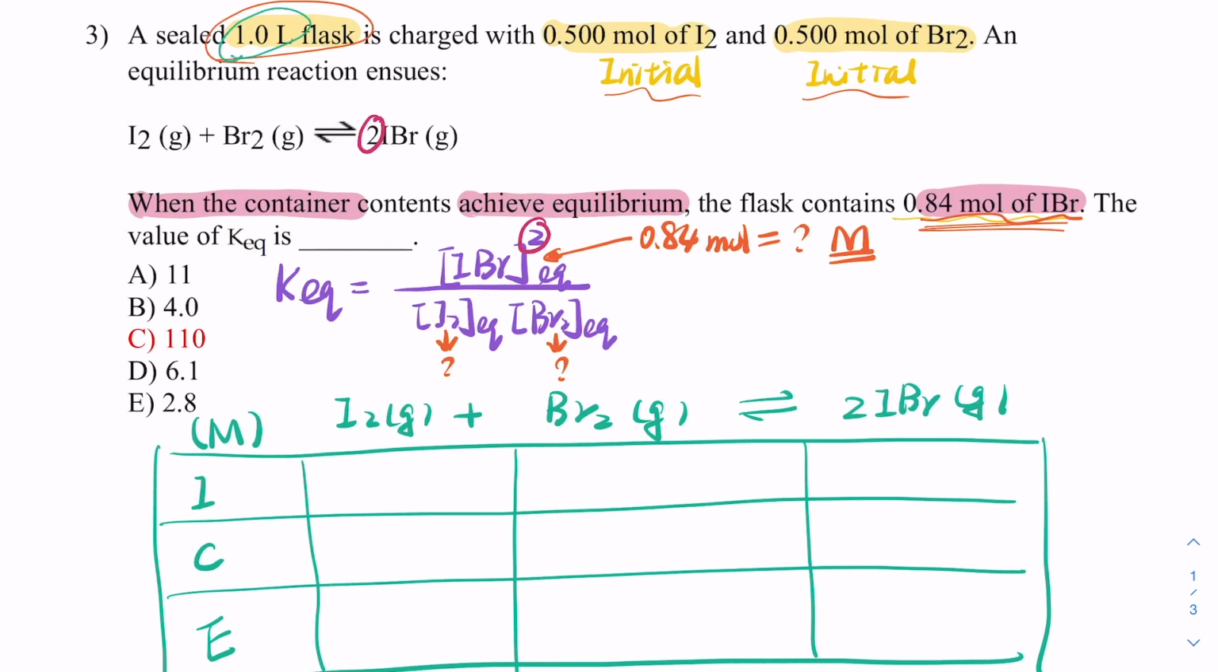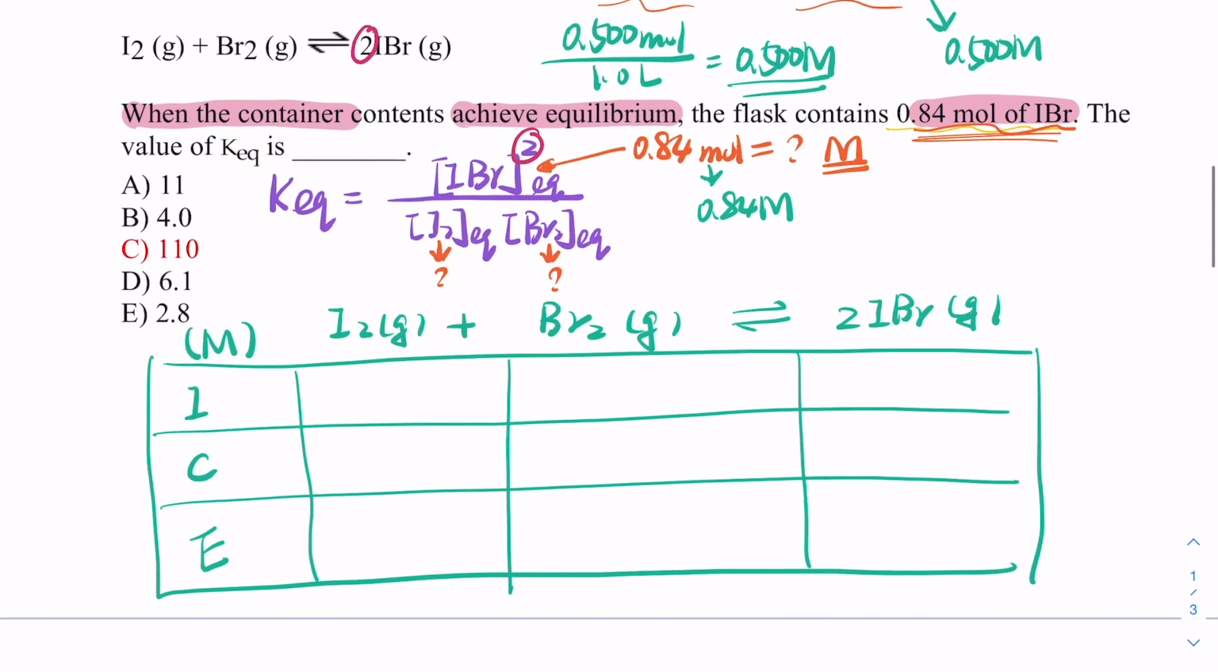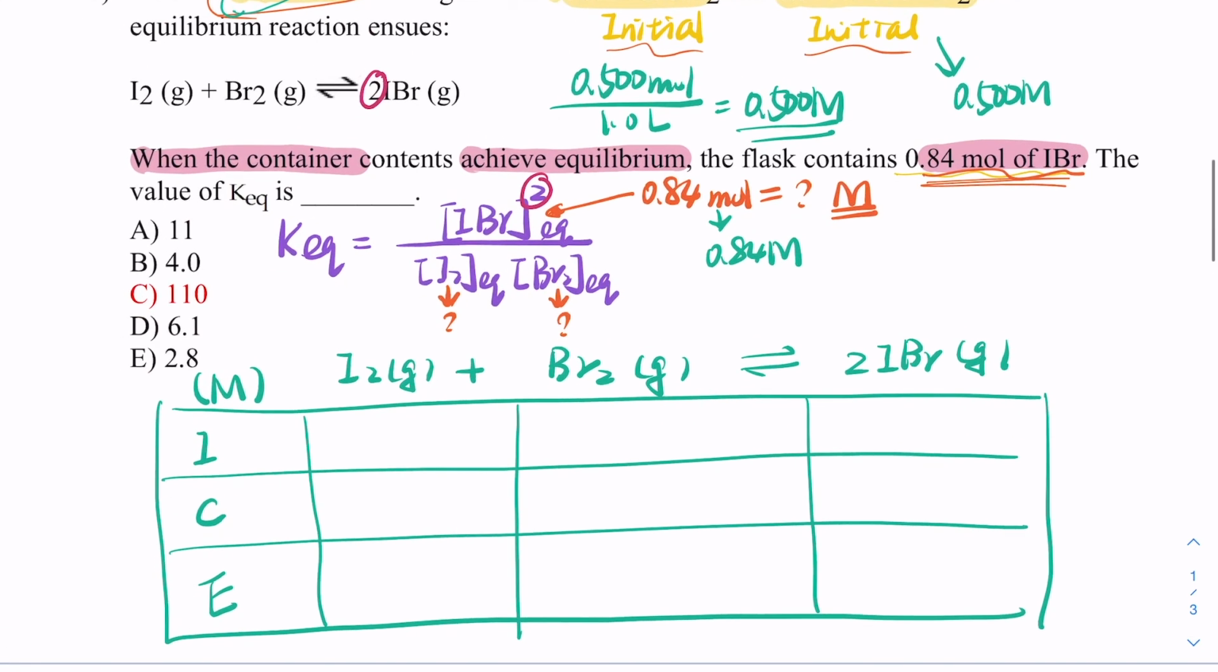In terms of concentration, that will be 0.5 mole divided by 1 liter, so mathematically you get the same value, 0.5 molar. Over here is also 0.5 molar, and this will be 0.84 molar. Those are the values we already know, so let's put them in. We have 0.5, 0.5, and this is 0. Remember, if it's not given, that's implied 0. Then you have 0.84, which is at equilibrium. All these values we know.